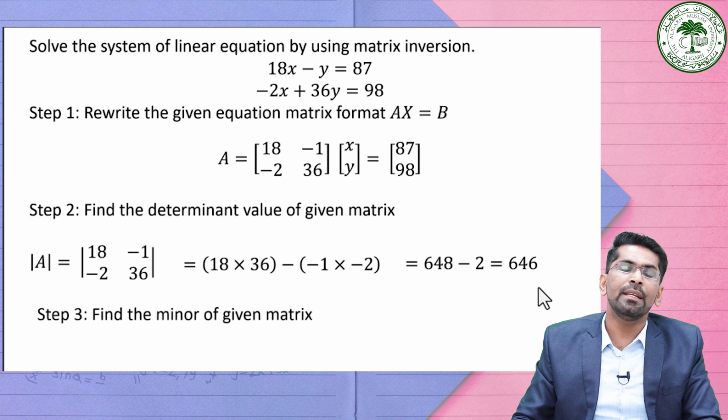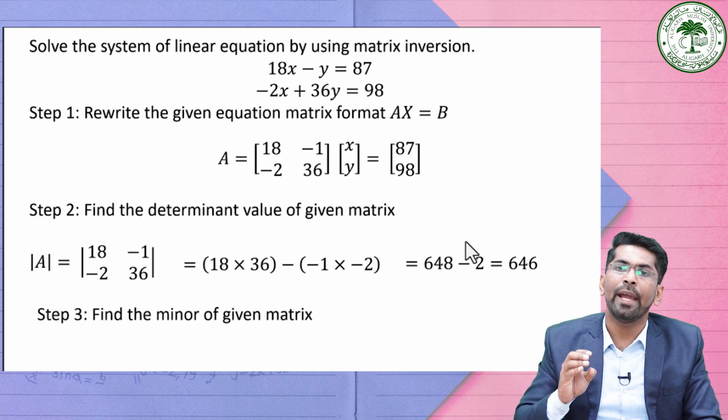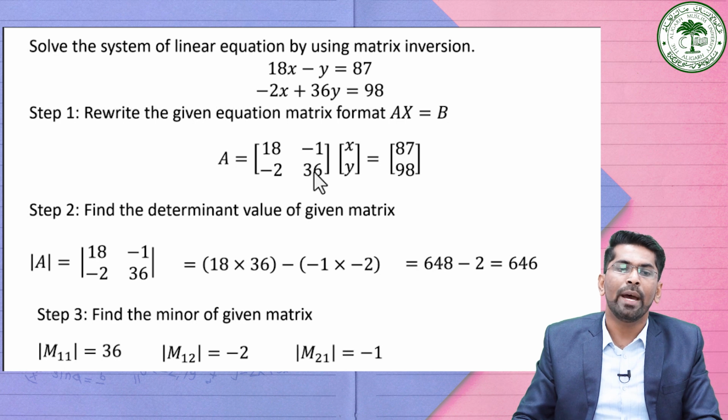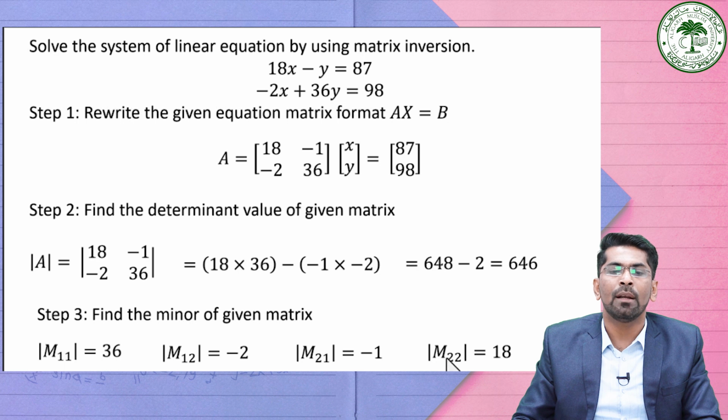See, after finding the determinant value, our next step is to find the minors. What are the minors here? The minor of 18, by crossing the concerned column and row, what is remaining here is 36. Then what is the minor of minus 1? By crossing the first row and the second column, it is minus 2. Similarly, the third minor, that is the minor of minus 2, crossing the first column and the second row, is equal to minus 1. And the fourth minor, crossing the second column and the second row, what is remaining here is 18. So our minors are 36, minus 2, minus 1 and 18.